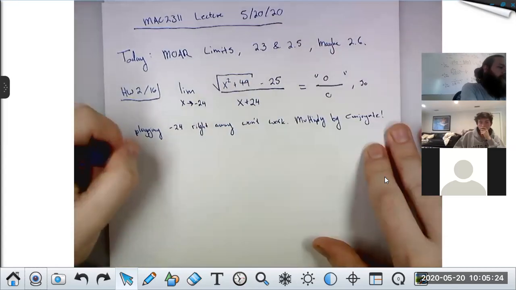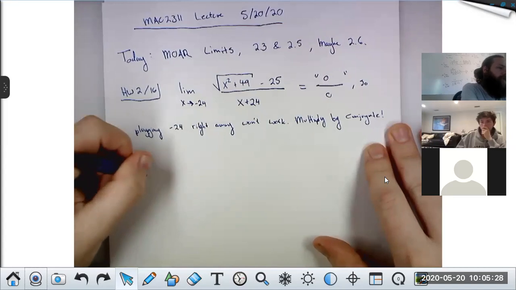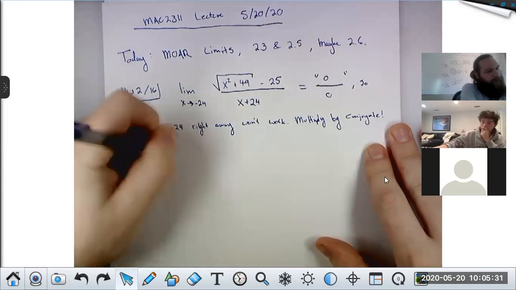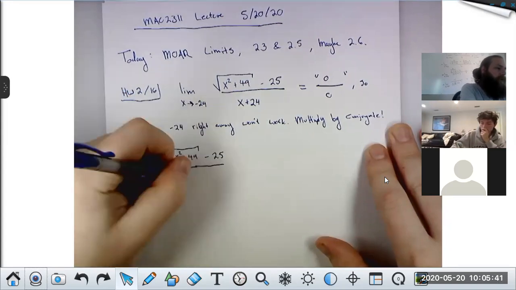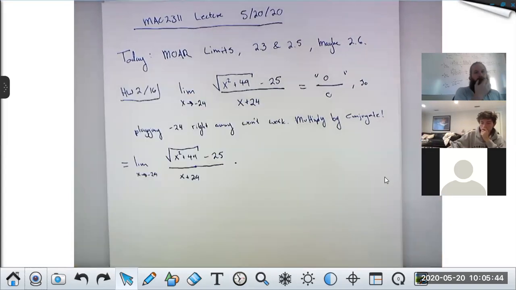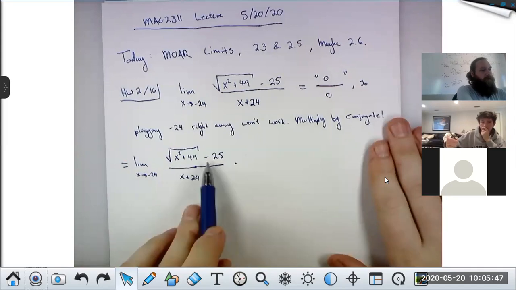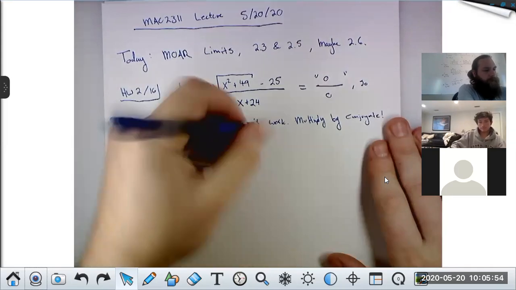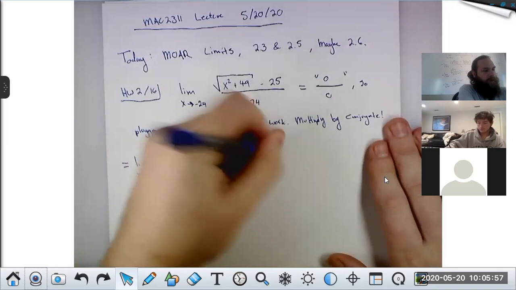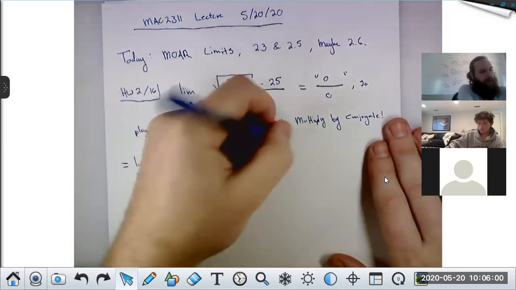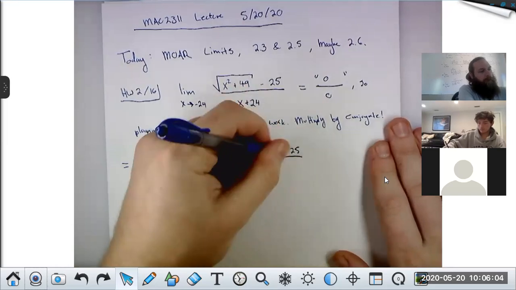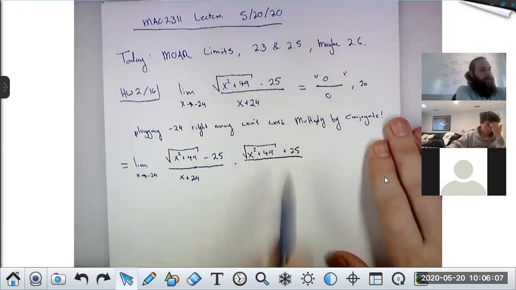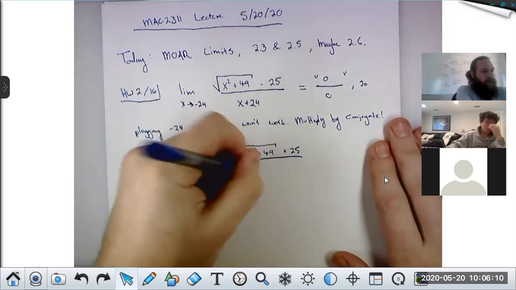So my limit is equal to the limit as x approaches negative 24 of the square root of x squared plus 49 minus 25 over x plus 24, and then here's the conjugate multiplication trick. So I'm going to take this expression, change this minus to a plus, and then I'll multiply by that top and bottom. So that'll be the square root of x squared plus 49 plus 25. And if I'm going to multiply by that upstairs, I need to multiply by that downstairs. In other words, I'm going to multiply this by 1, so I don't change the value of the function.